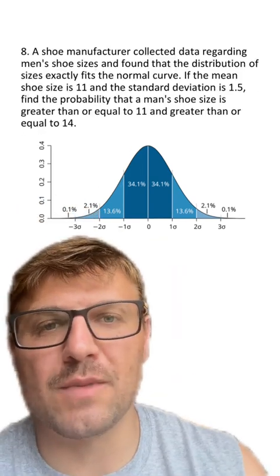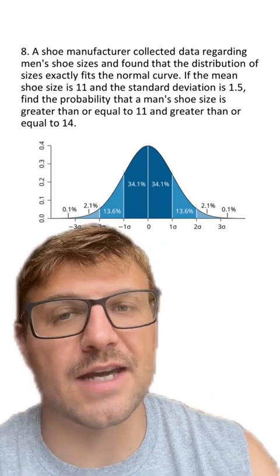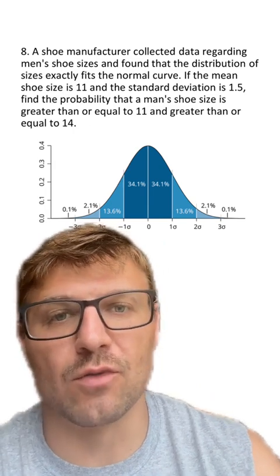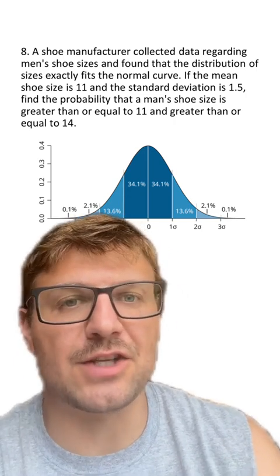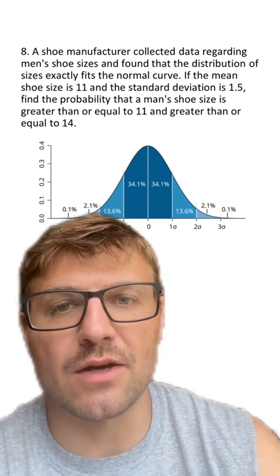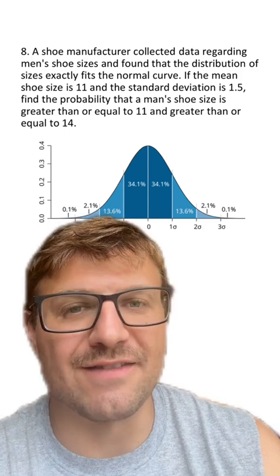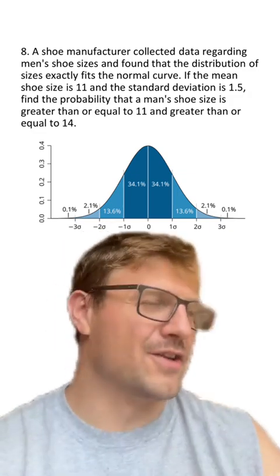Question 8. A shoe manufacturer collected data regarding men's shoe sizes and found the distribution of sizes exactly fits the normal curve. If the mean of the shoe size is 11 and the standard deviation is 1.5, find the probability that a man's shoe size is greater than or equal to 11 or greater than or equal to 14. Wow, there's a lot in this problem.